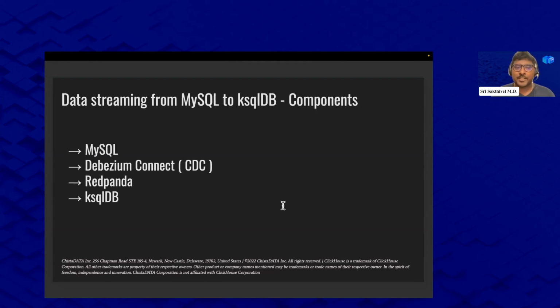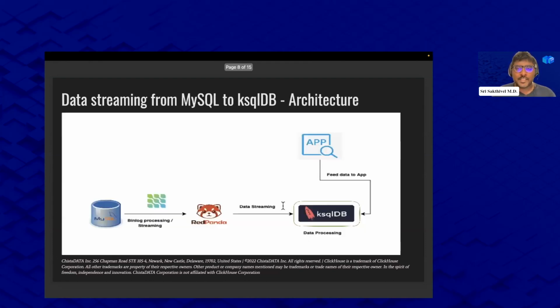So I chose ksqlDB, and this is the architecture. So I have MySQL. Of course, to get the binlog processed, we need some configurations. Your MySQL should be configured with the row-based binlog format, and it would be better if you have the GTID and server IDs. Those configurations are configured already.